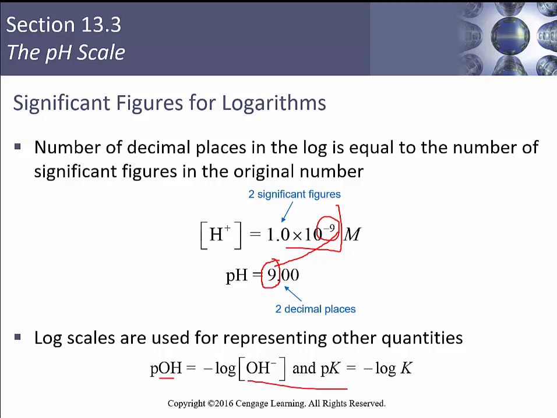And why are we doing this p nonsense? Because it is much easier to write out pH 9 than it is to write out the concentration of H+ as 1 times 10 to the minus 9 molar. Right? It just saves us some time, and it gives us some more easy and amenable numbers for us to work with in our limited human brains.